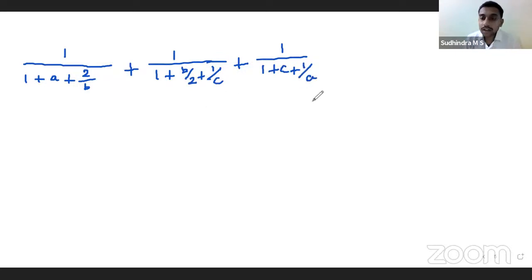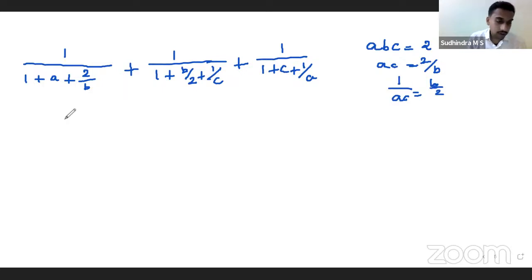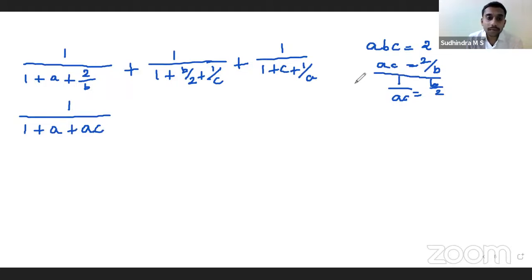What is the hint that they have given us? ABC is equal to 2. If ABC is equal to 2, can I say AC is 2 by B? AC is 2 by B, or 1 by AC is B by 2, reciprocal. Now come to this. 1 divided by 1 plus A plus. Instead of 2 by B, can I write AC? AC is equal to 2 by B.